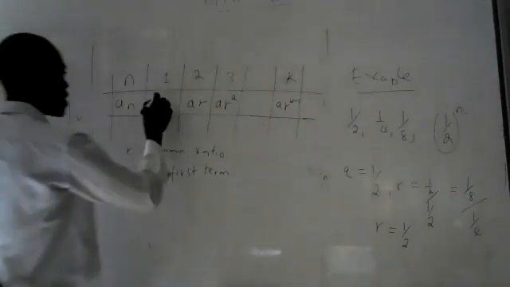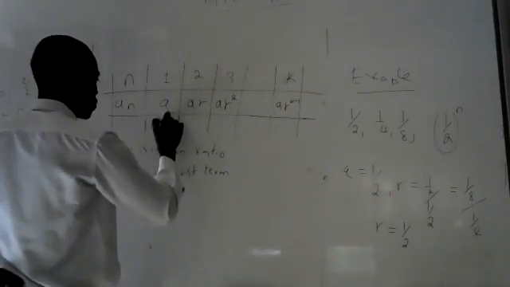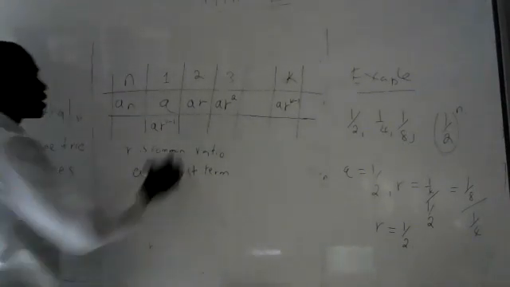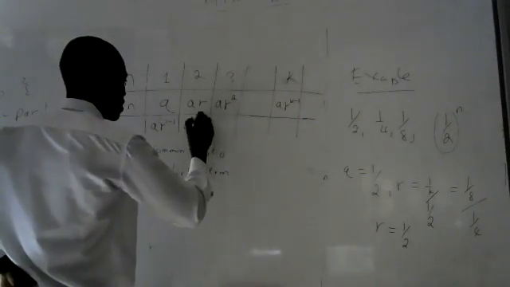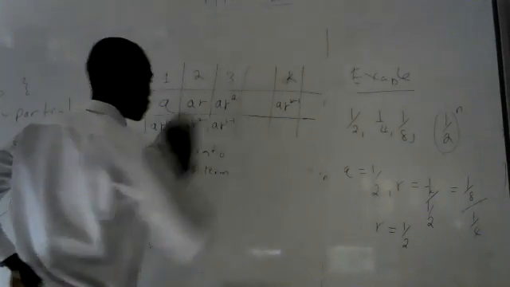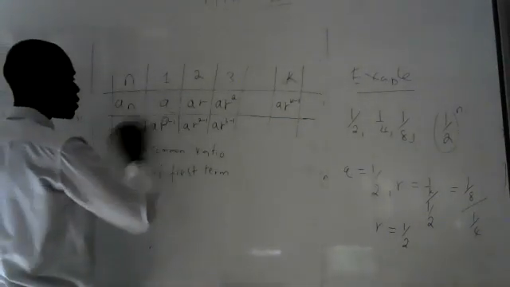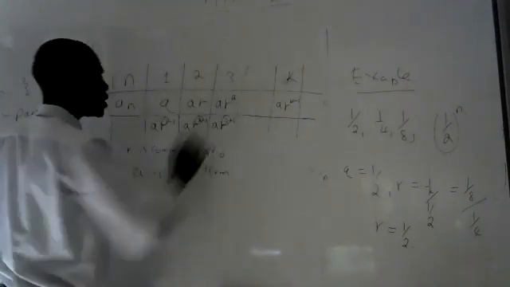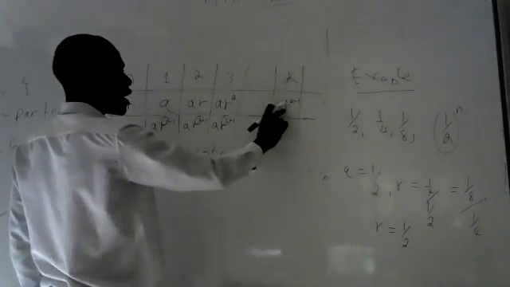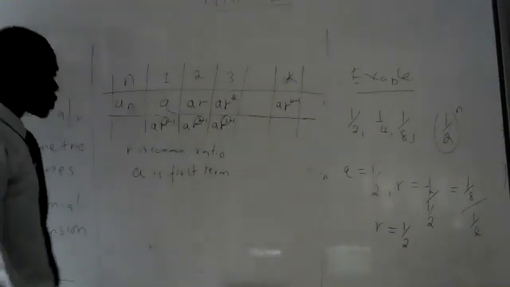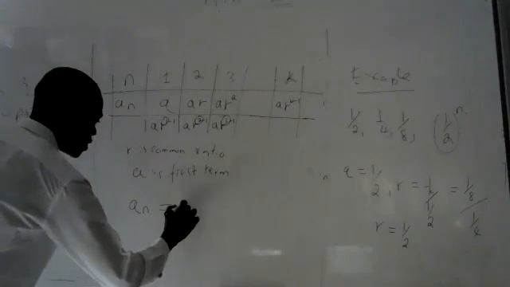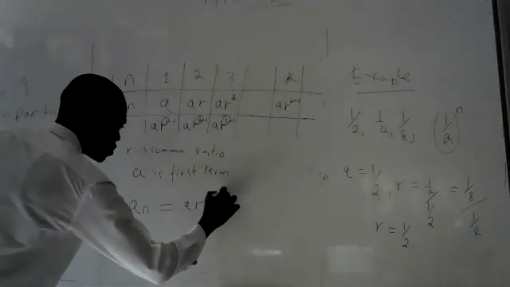And you can observe from this, A can be written as AR raised to 1 minus 1. So 1 minus 1 is 0, R to the 0 is 1, so 1 times A is just A. You could write AR as AR raised to 2 minus 1, and AR squared as AR raised to 3 minus 1. Take note that 1, 2, 3 are the positions. So essentially, if the position is k, then R is raised to k minus 1. So in general, for a geometric sequence, the nth term an is given by AR raised to n minus 1.